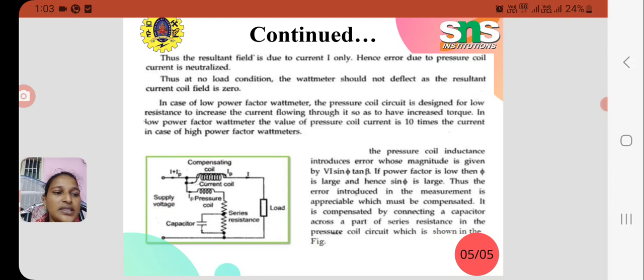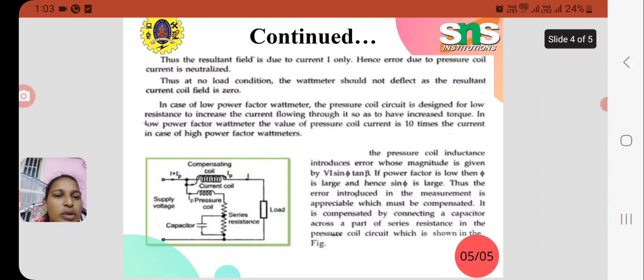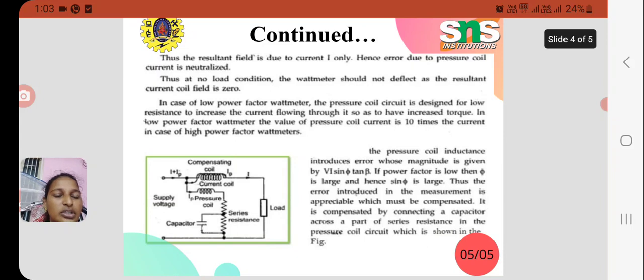It is compensated by connecting a capacitor across a part of the series resistance. Since the pressure coil has more inductance, it is compensated by connecting a capacitor in series with the pressure coil. Usually the pressure coil is connected to the supply side, but for low power factor loads, the pressure coil is connected to the load side so as to measure these low powers also.